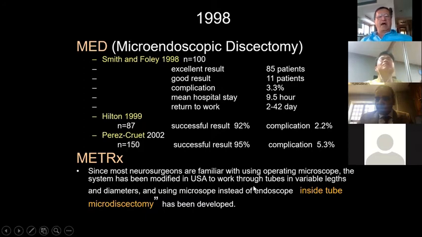After a while, since most neurosurgeons were familiar with using the operating microscope system, they modified it in the United States, working through tubes of variable lengths and diameters using a microscope instead of an endoscope. And so they call it microtubular discectomy, or the MET system, microendoscopic discectomy, they call it.